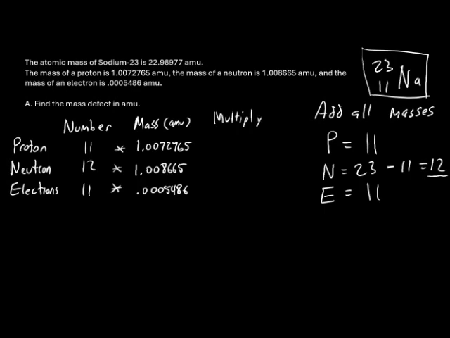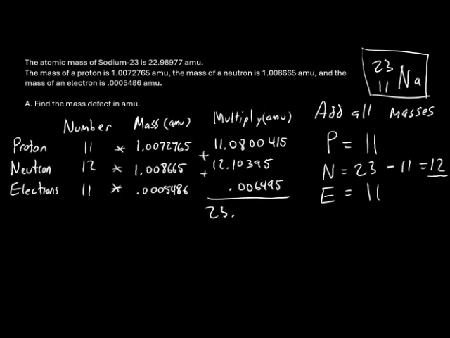When we multiply the first row, we will get 11.0800415. This will be in AMU. When we multiply the second line, we'll get 12.10395. For the third line, we'll get 0.006495. Then we will add all of the masses together. Once we add all the masses, we will get 23.190421 AMU for the total.